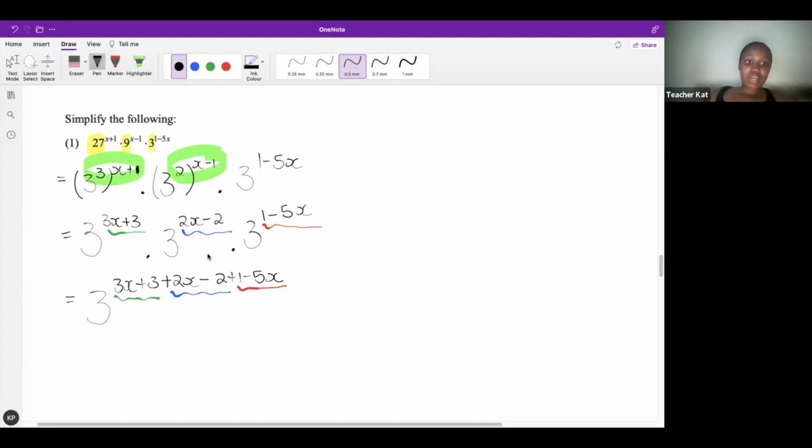Now, let's add. Can I just add everything? Can I just say 3x plus 3 plus 2x minus 2, blah, blah, blah? No. What am I looking for? Like terms. So give me my like terms. 3x is like terms with what?